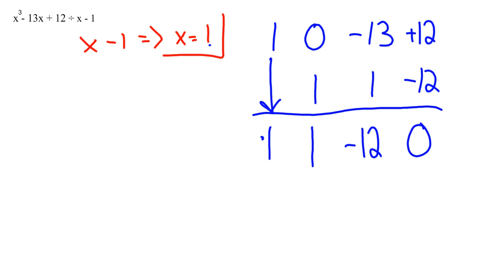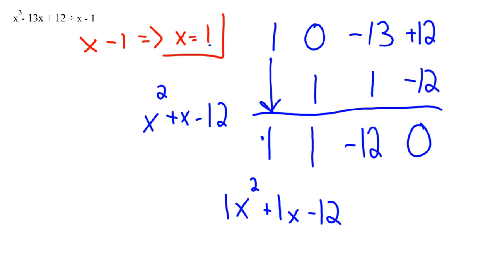So I've got a x to the third being divided by an x. My leading exponent here is going to be an x squared. My coefficient's a 1. Next I'll have a 1x. Then I'll have a negative 12. And I have no remainder, so I can see that this is just going to give me x squared plus x minus 12. Simple enough.